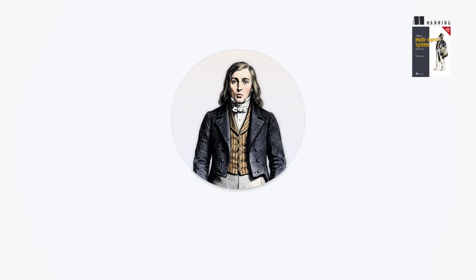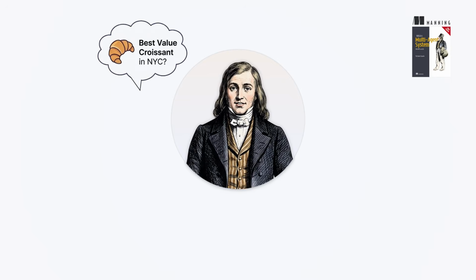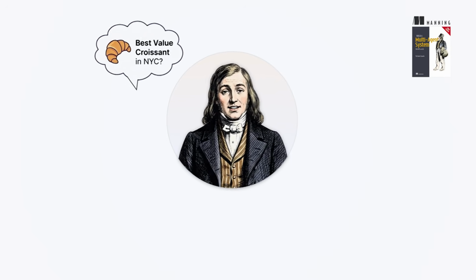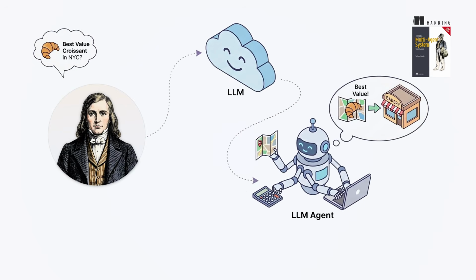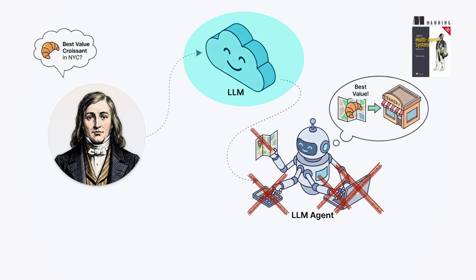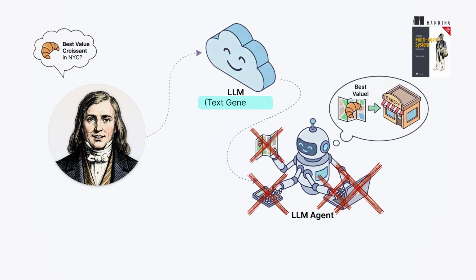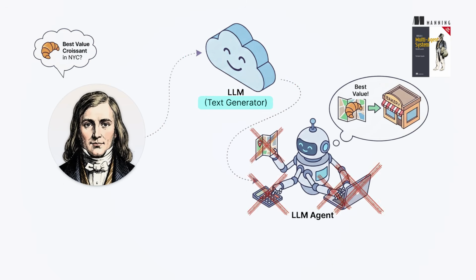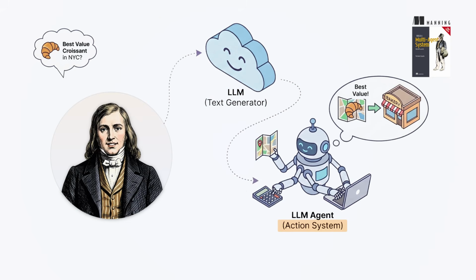Ask a language model where to find the best value croissants in New York City, and it can describe a sensible plan. But the model does not actually search, calculate, click, or verify. It generates text that expresses intent. An LLM agent supplies the system that turns intent into action.